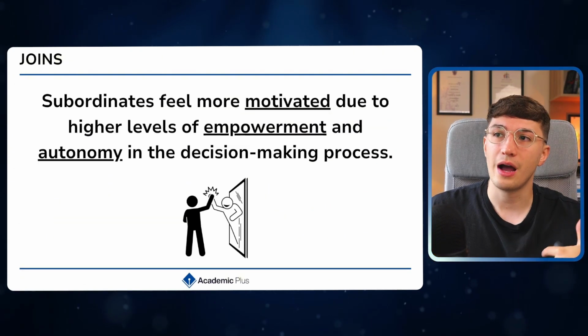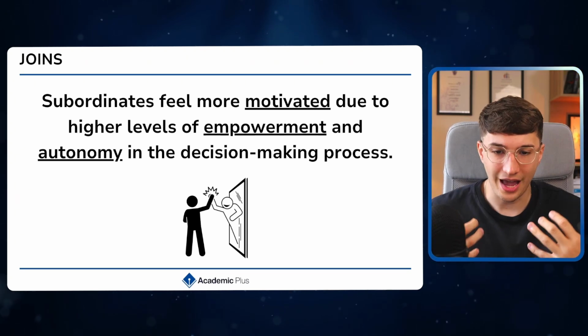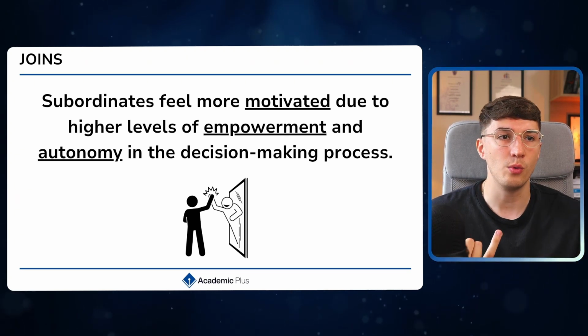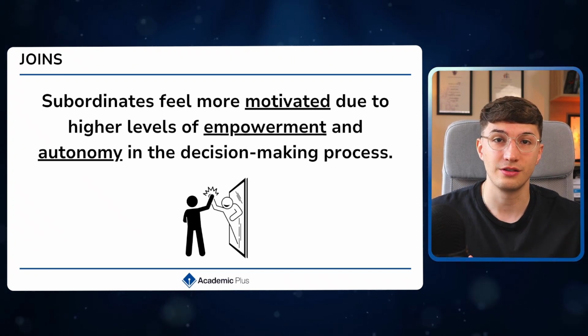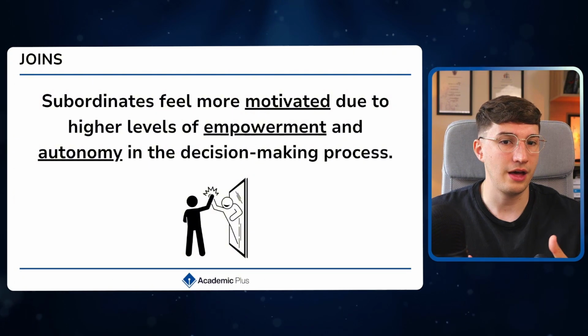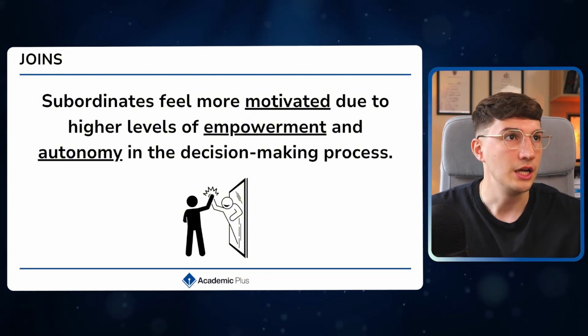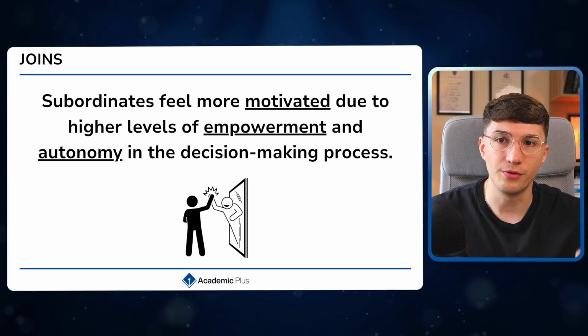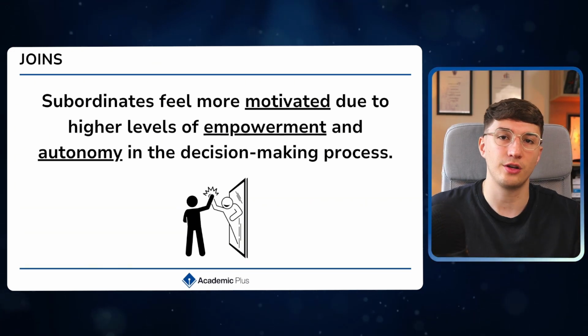And subordinates now will feel a lot more motivated because they are empowered, they are taking autonomy, they are having a little bit more control and input within the decision-making process. So you normally find that employee engagement, employee morale begins to start improving. Lower levels of labour turnover also start to happen because we're swaying more into this democratic approach.